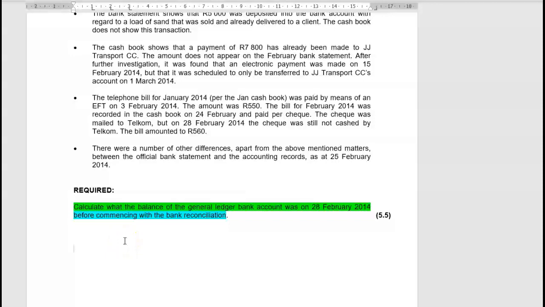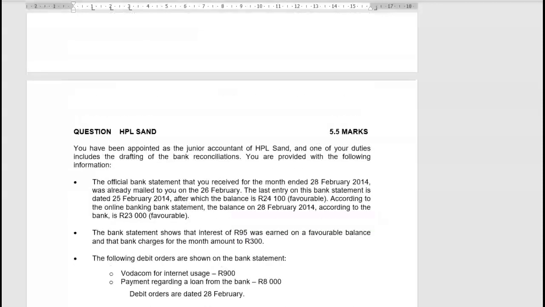So that means everything that happened on the bank statement that you were not aware of, you haven't posted as yet. They want to know what that balance was on your cash book account or bank ledger account. Good, so let's start then here.